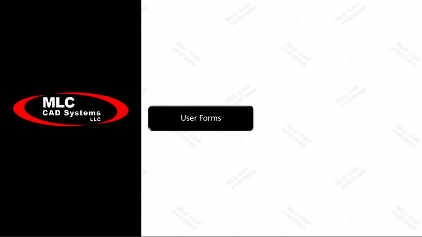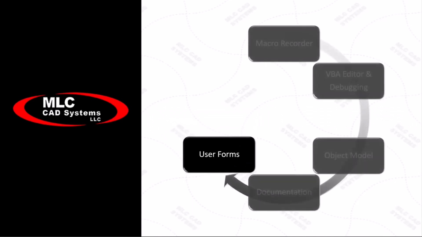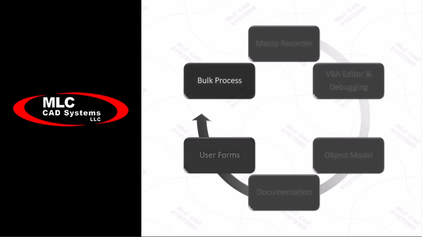So with our user forms, we can extend the functionality of our macro to accept user input. Maybe it's varying in size, or we might be prompting the user to select a face on the model, for instance, before it moves forward in the macro. So we're going to take everything that we've covered and generate a process to update drawing sheet formats in bulk.